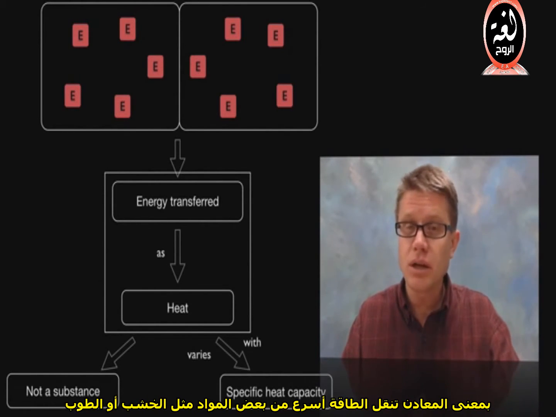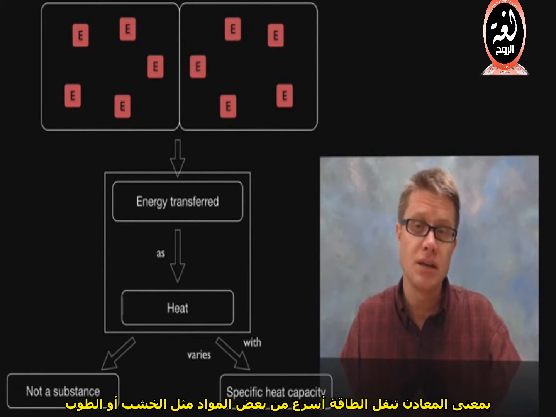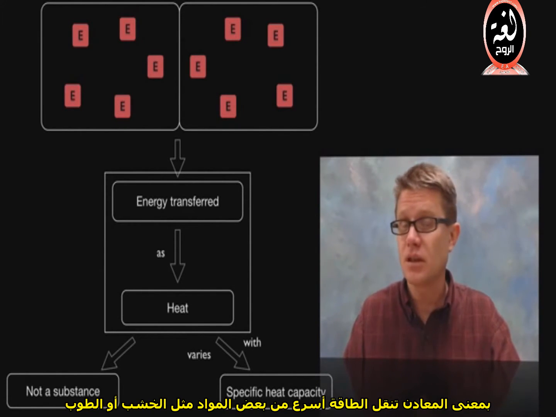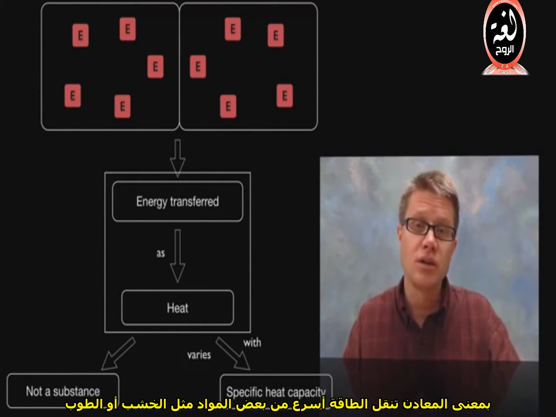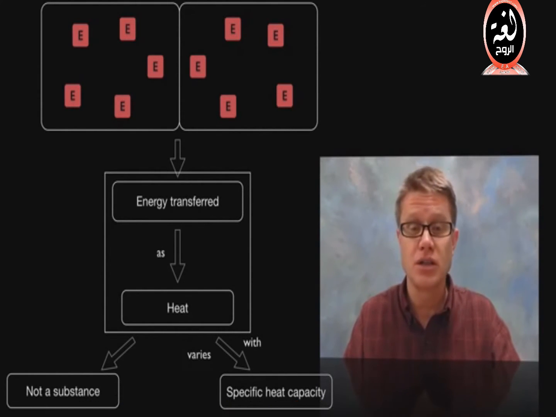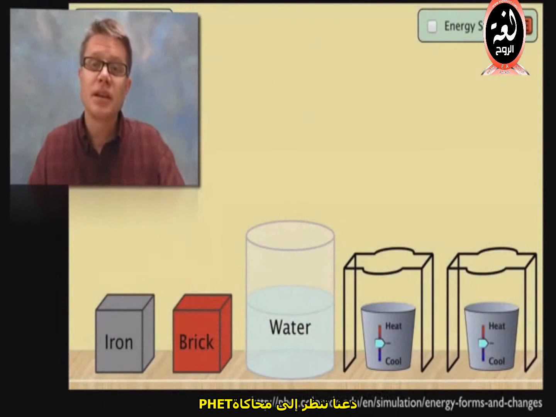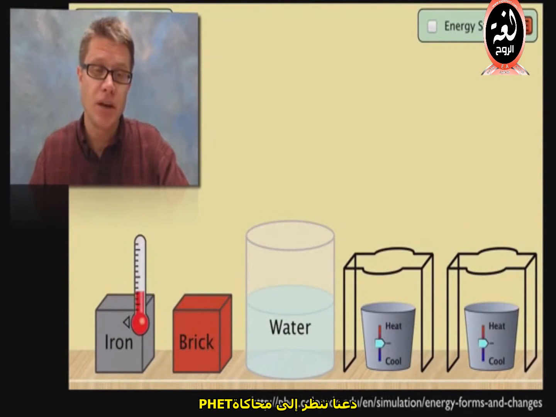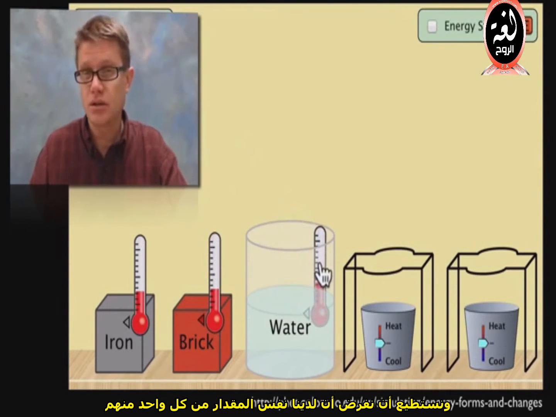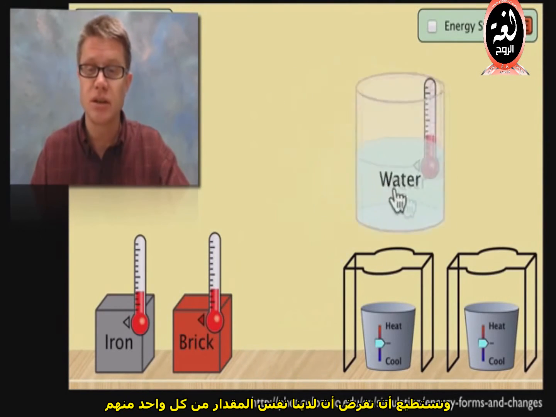And so when we're looking at energy being transferred as heat, it's going to vary depending on the substance that we're dealing with. In other words, metals are going to transfer energy through heat more readily than things like wood or brick. So let's look at this PhET simulation. So I've got iron, I've got brick, and then I've got water. And so we can assume that we have the same amount of each of these.